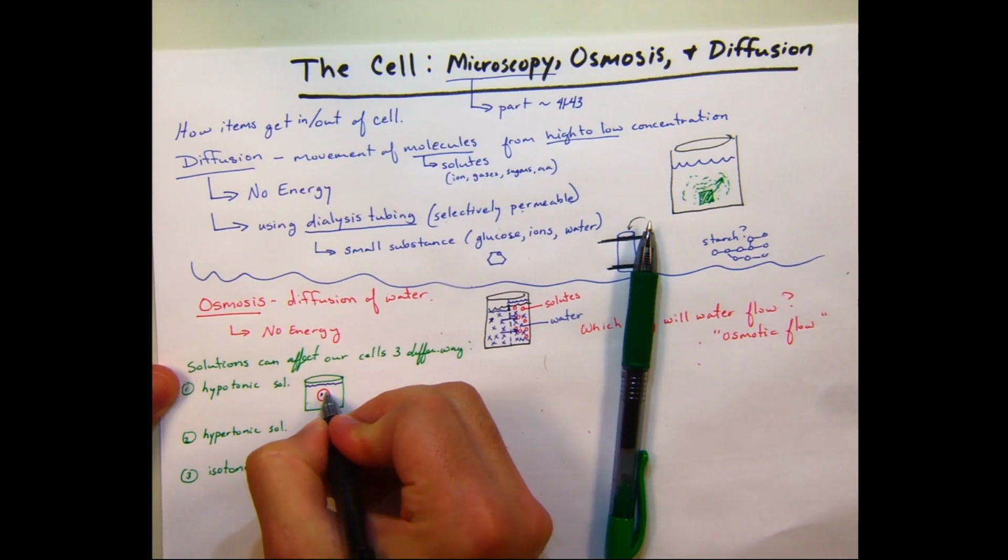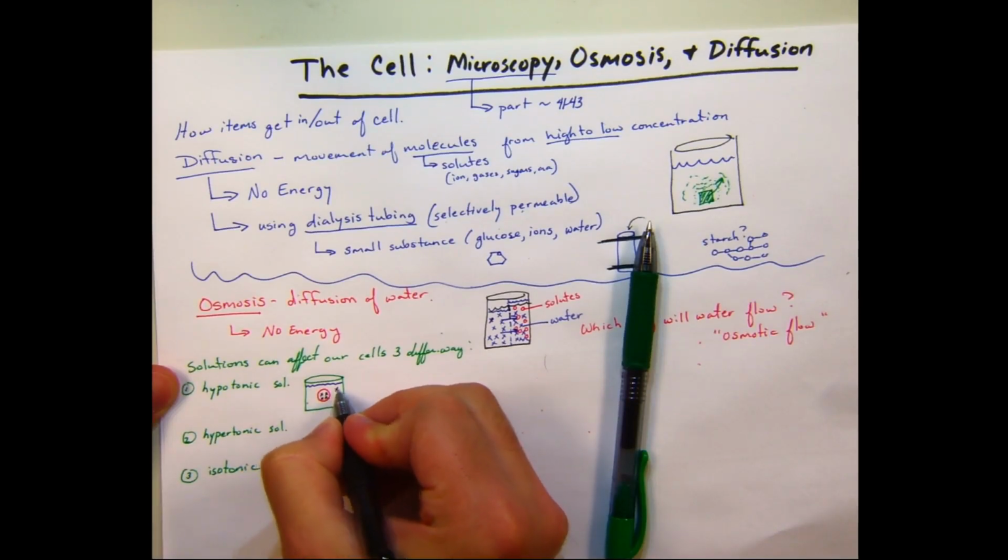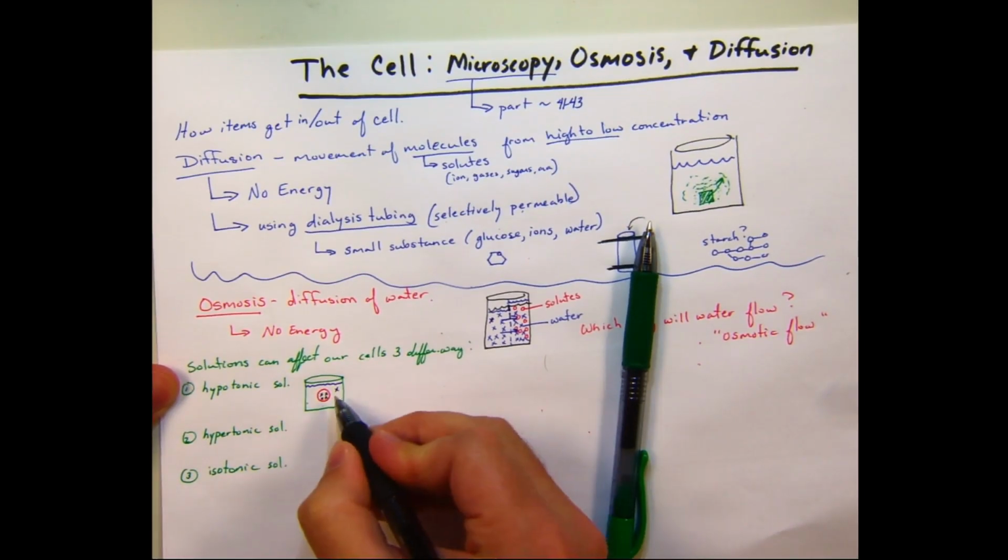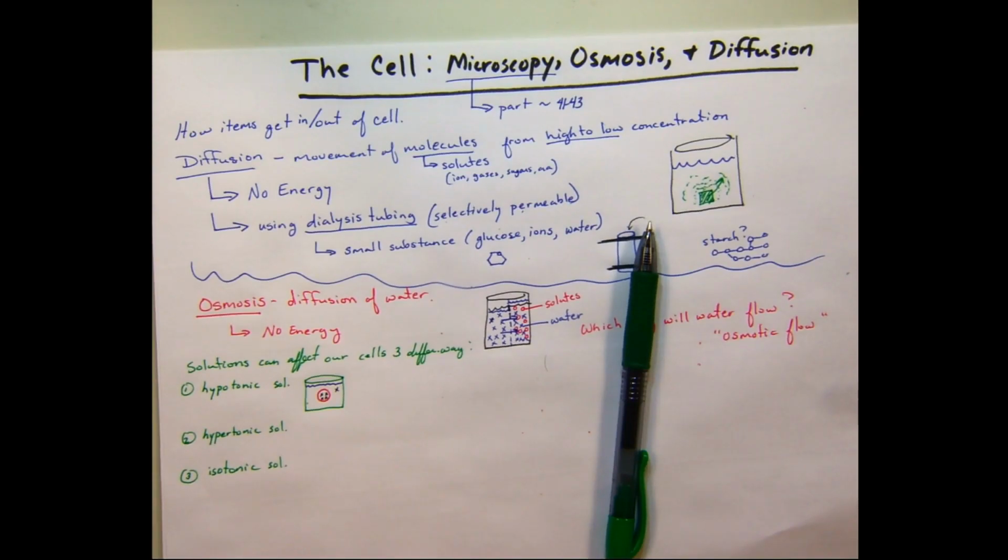So we got little solutes. We got little salts, sugars inside the cell. Outside the cell is the solution. And what we can see here is I'm just putting an X to represent some outside solutes. Very diluted. So where would the water go?